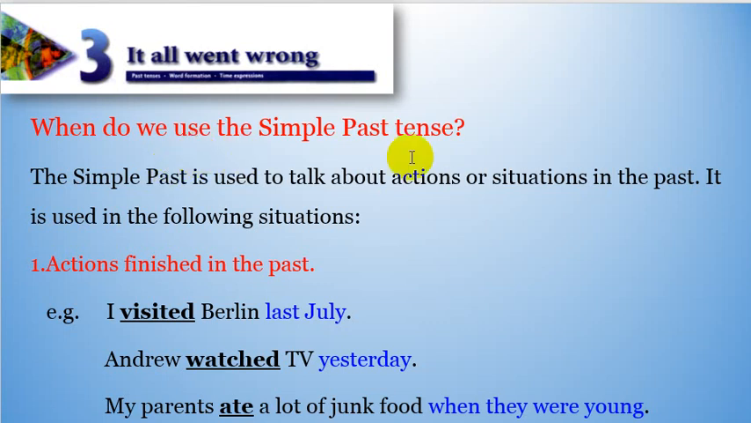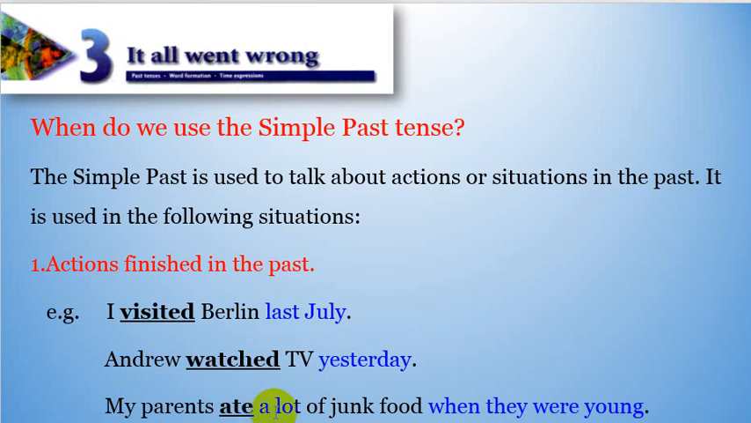Now, when do we use the simple past tense? The simple past tense is used to talk about actions or situations in the past. It is used in the following situations. First, we use it when we talk about actions that were finished in the past. I visited Berlin last July. I went there and came back. The visit is finished. Okay, last July. Andrew watched TV yesterday. He finished watching TV yesterday. Okay, actions finished in the past.